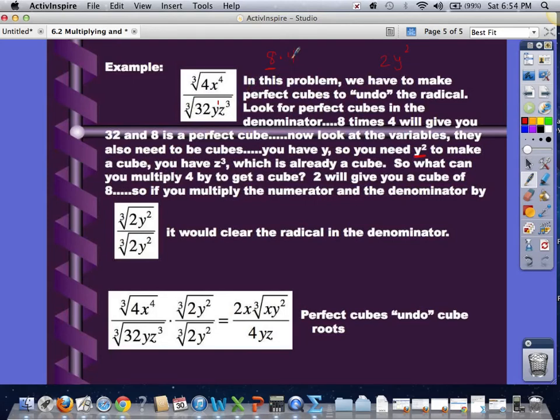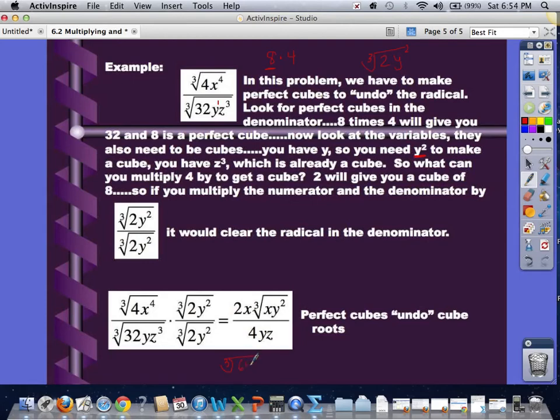All right, so if I multiply everything by the cube root of 2y squared, that would be top and bottom, then that should undo all of my cube root problem on the bottom. All right, so that's what I did down here. I wrote the problem over. I multiplied by the cube root of 2y squared. So you see what happens is it'll be 32 times 2, which is 64.